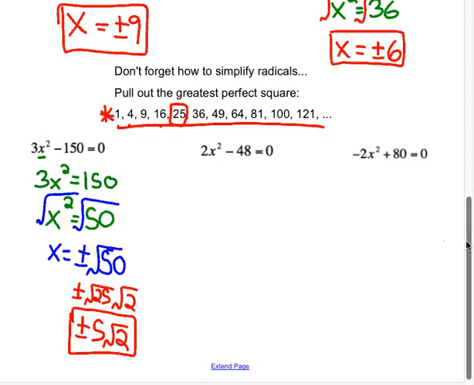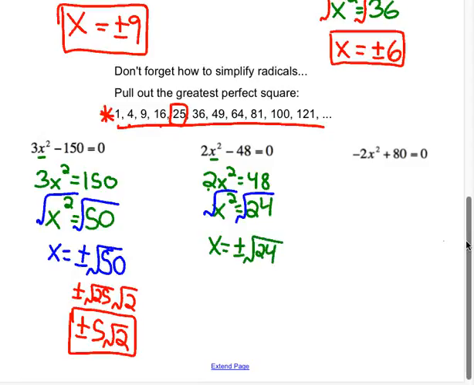Let's do another example. So, trying to get the x squared by itself because I'm being told to solve by square rooting. So I add the 48 over. Need to divide by 2 to get rid of that. And now square root both sides since I have the x squared by itself. So I get x equals, you need to remember the plus or minus, and this is another one that does not give a nice answer, okay?